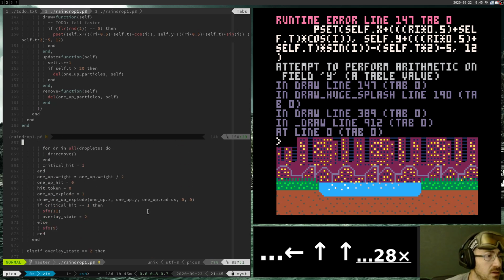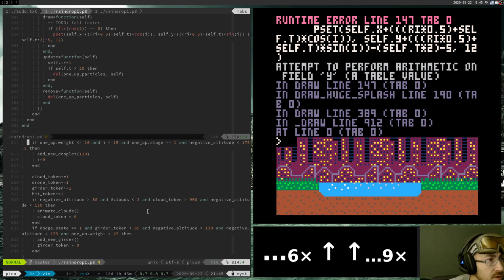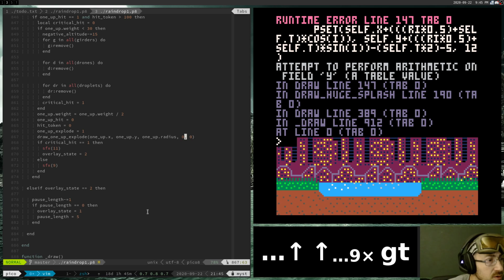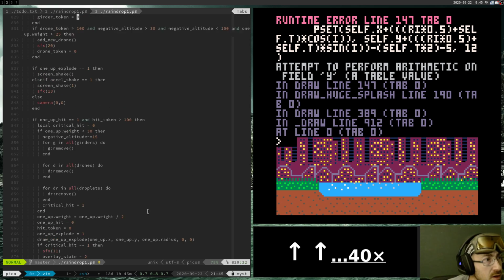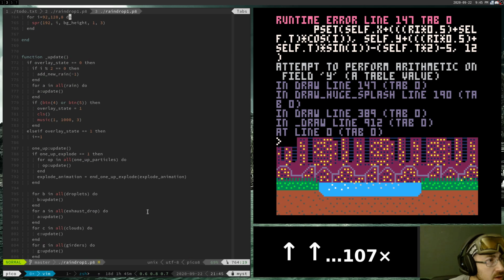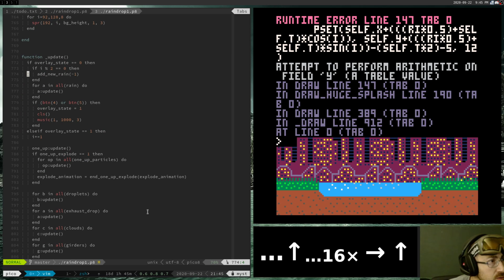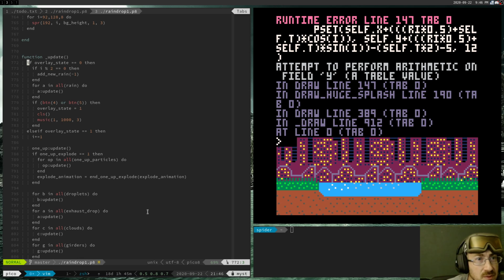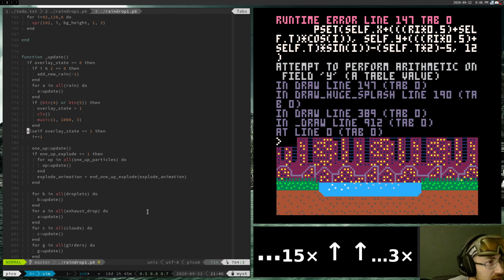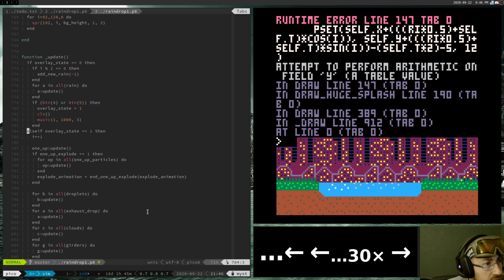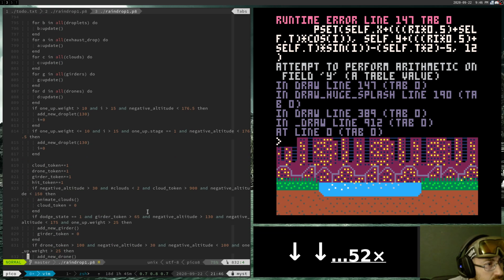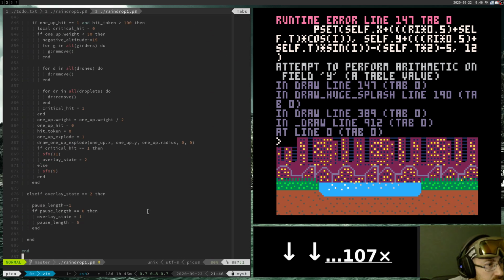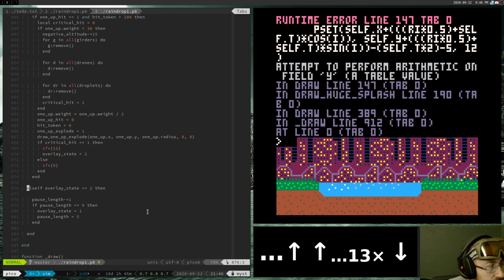I'm just trying to think about how to put it on the right spot. Okay, yeah, I just need some more vertical space over here. Okay, so if it is update, okay, so it starts with overlay state is, yes, definitely have to fix line 147. Overlay state is 0. Overlay state is 1. Overlay state is 2.